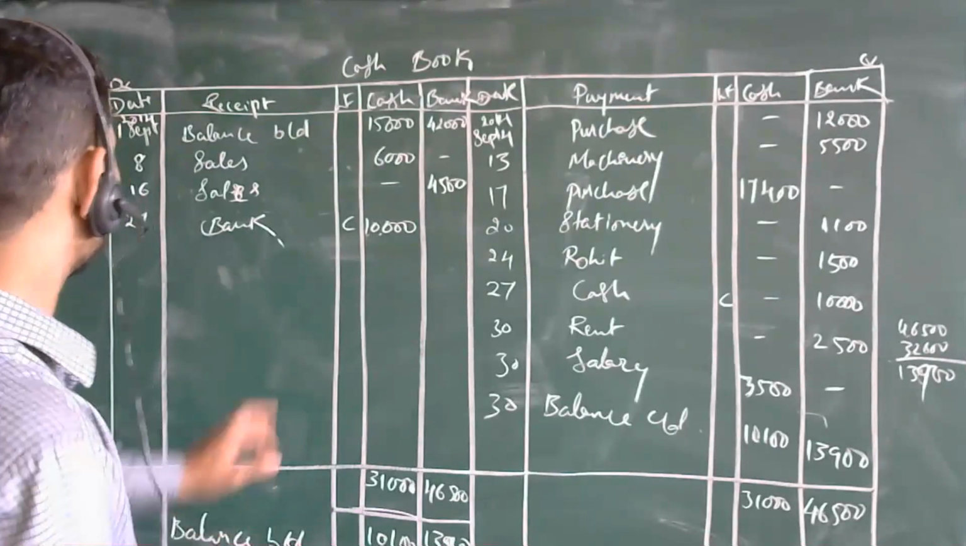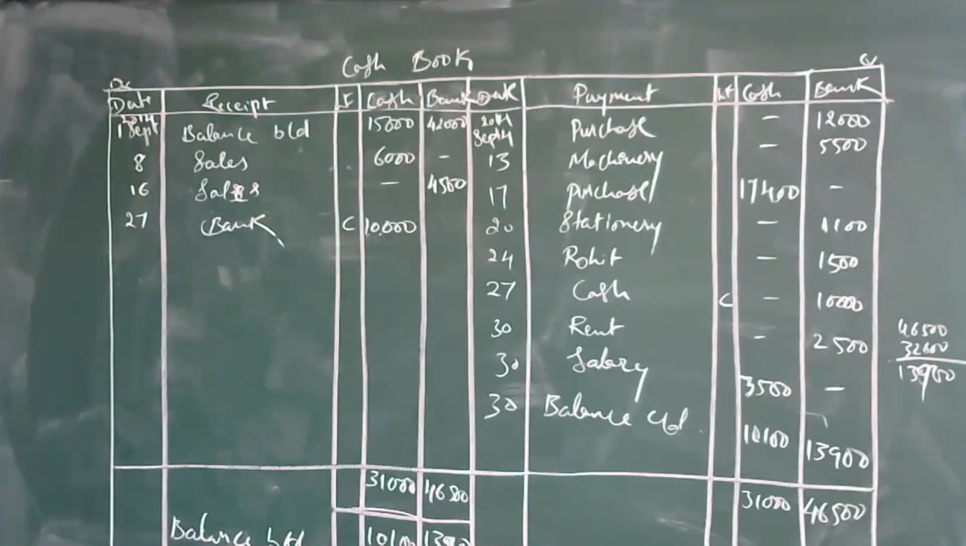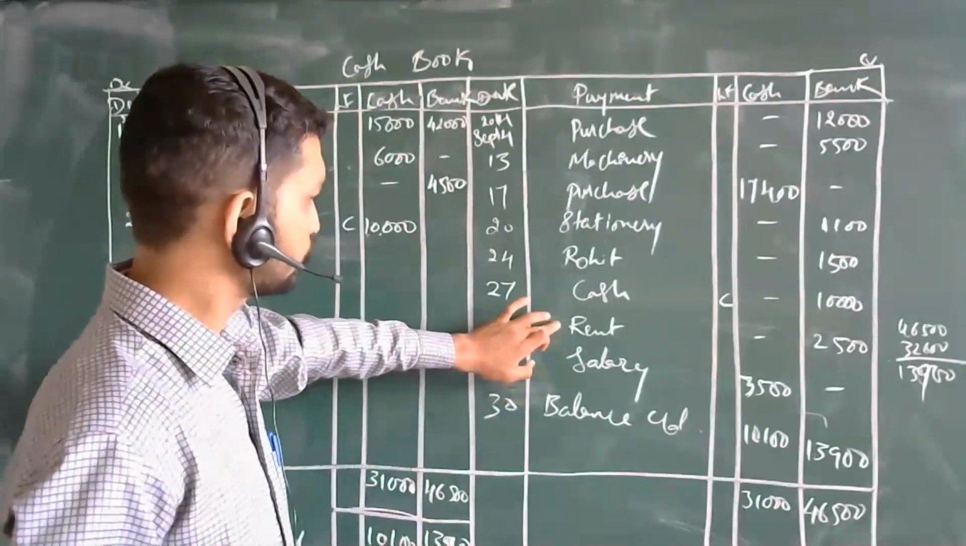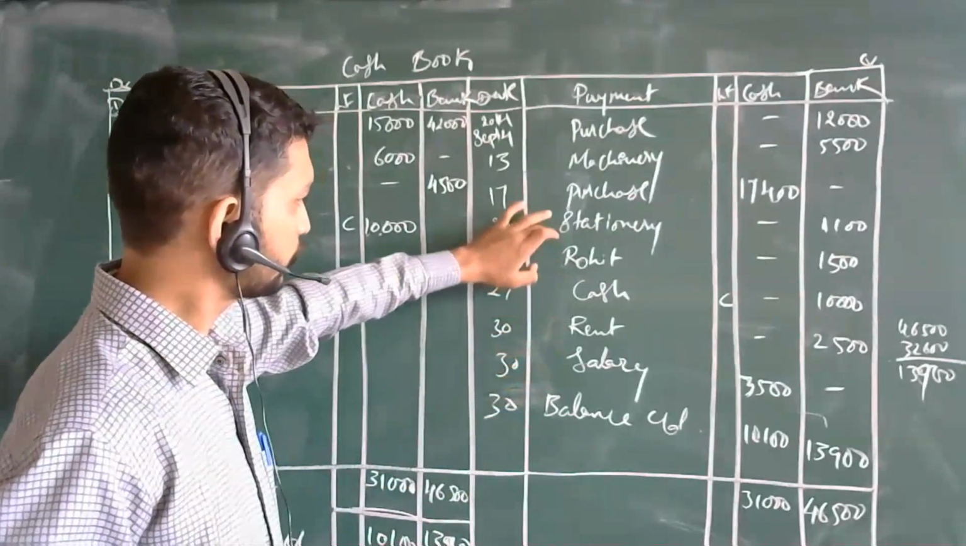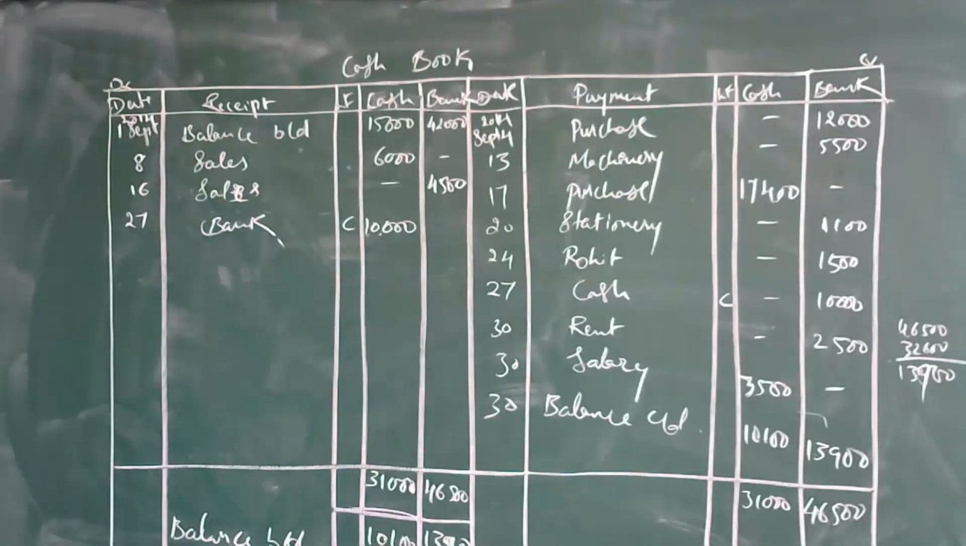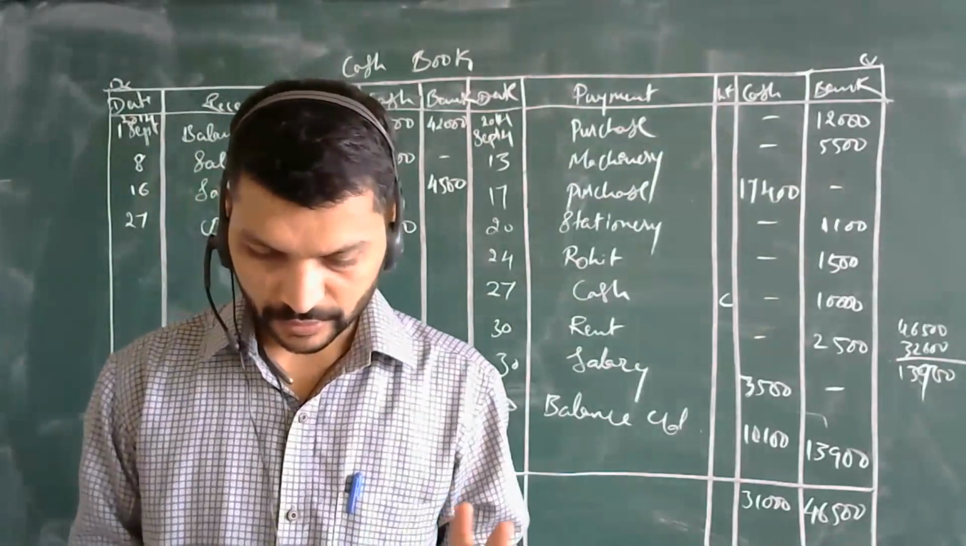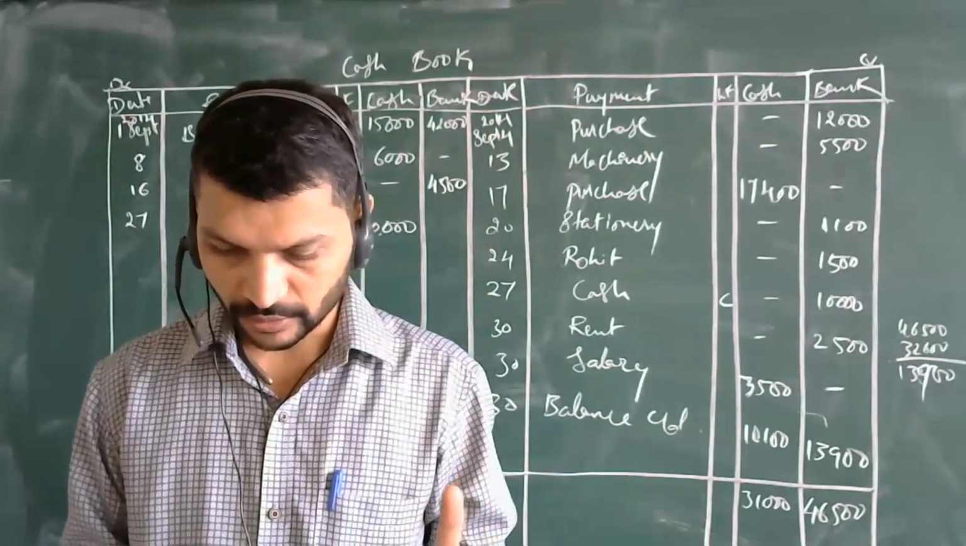How many accounts we require? I will tell you. 1, 2, 3, 4, 5, 6, 7. 7 are there. You are going to open purchase account, sales account, machinery account, stationery account, Rohit account, rent and salary.